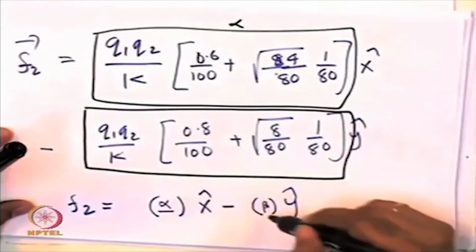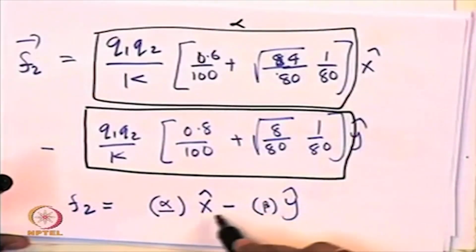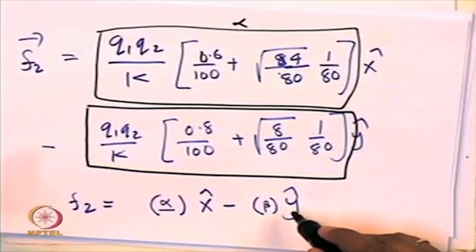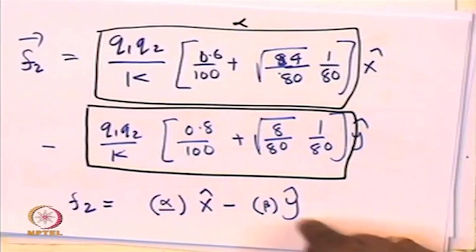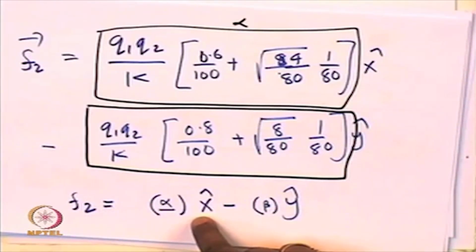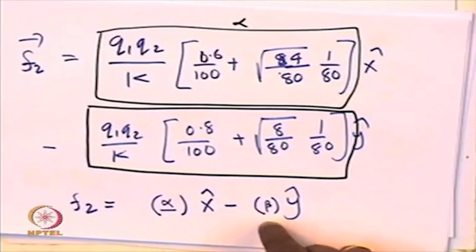So, we know alpha and we know beta, and we know that the force is alpha x cap minus beta y cap. So, what does this mean? This itself gives you some idea. It means that there is some force along the plus x axis and there is some force along the minus y axis. The total force is along the x axis and something along the minus y axis.